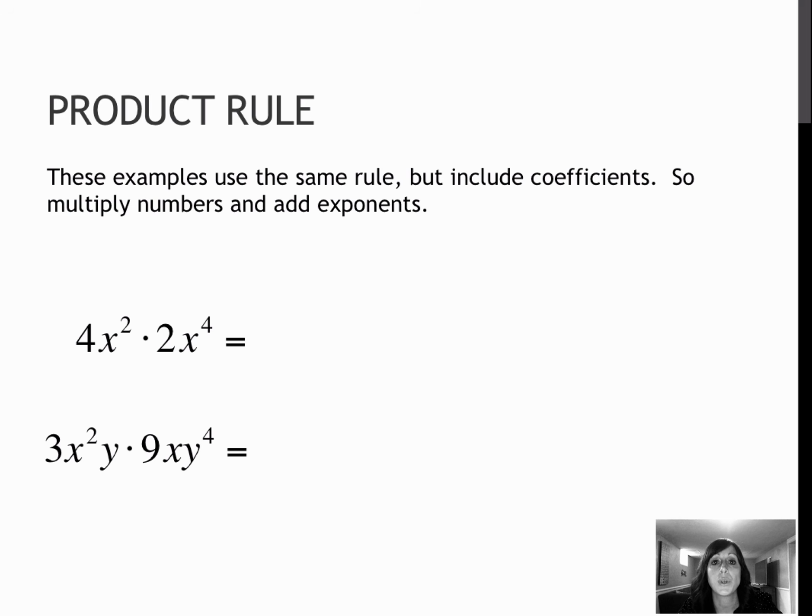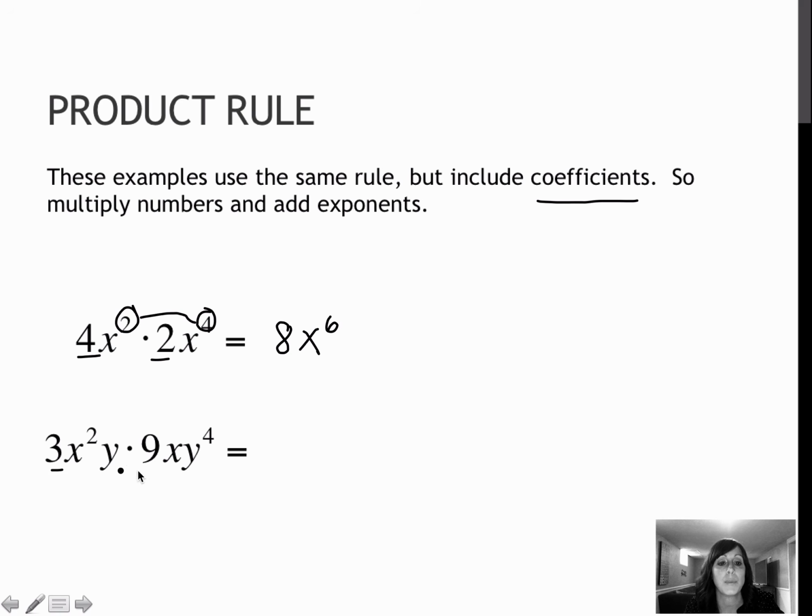These examples also use the product rule, but as you can see, now I've included coefficients, meaning values or numbers in front of my variables. So when I'm multiplying with coefficients, I follow the normal rules for multiplication for my coefficients. 4 times 2 is 8. But I use my product rule for exponents by adding exponents of the same base. So I have 6 x's. So I multiply this 4 times this 2, but these two I'm going to add together.